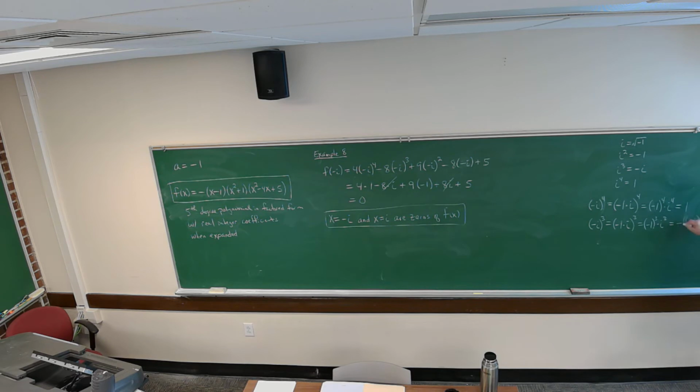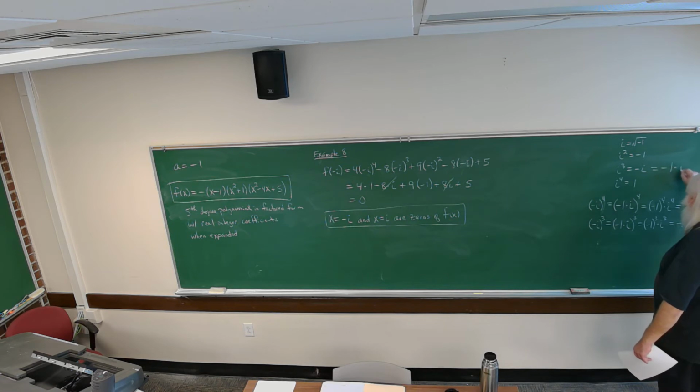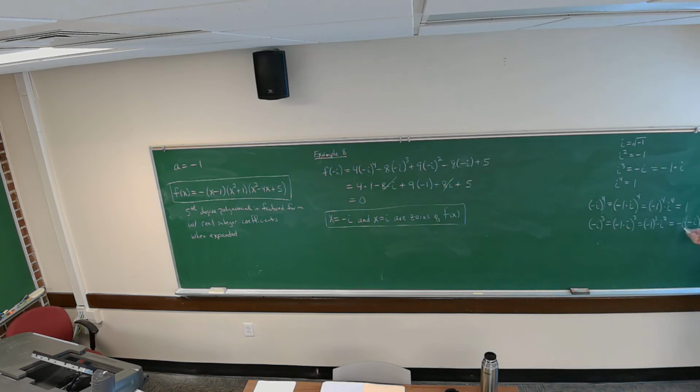Minus 1 cubed is really just equal to minus 1. Maybe I should write it like that way. And I cubed equal to negative I is negative 1 times I. So you get negative 1 times negative 1, which is plus 1. Okay? So maybe I should write it like that. Negative 1 times negative 1 times I is equal to I. Okay.